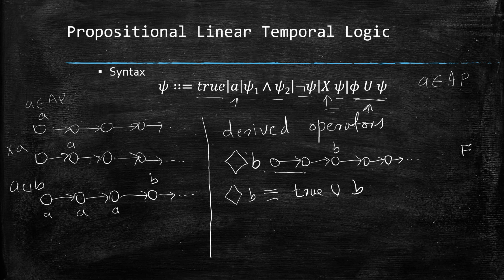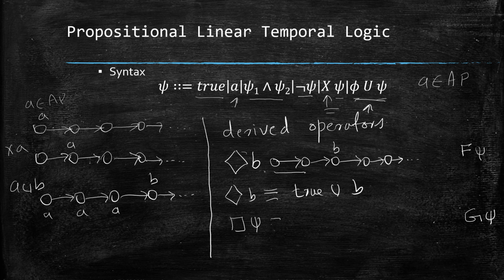Likewise, another derived operator is the global operator, which we sometimes represent by a box. I can write always, it is also read as always, and sometimes we also use the notation G. G psi and box psi are basically the same. Similarly, future psi or future B are the same things as diamond B or diamond psi.